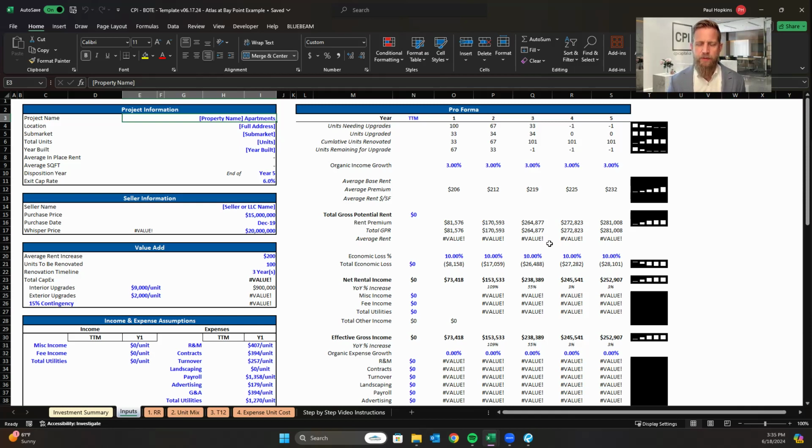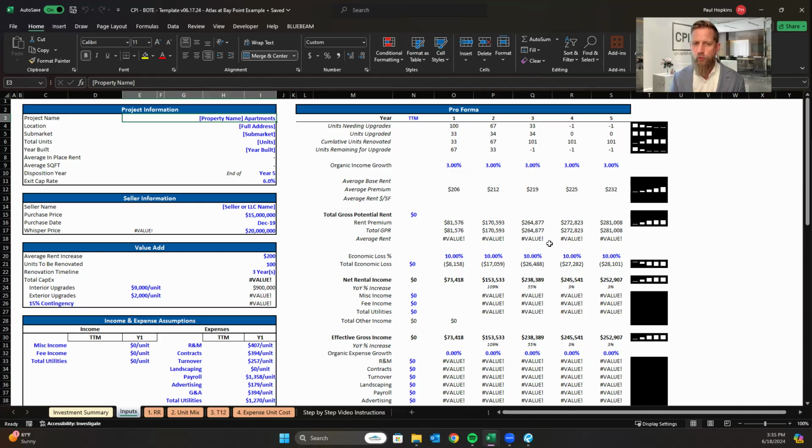And the purpose of the back of the envelope is to decide, is this a deal that we want to move forward on with submitting an offer? And do we need to dive deeper into our analysis? So that's really the goal of the back of the envelope.